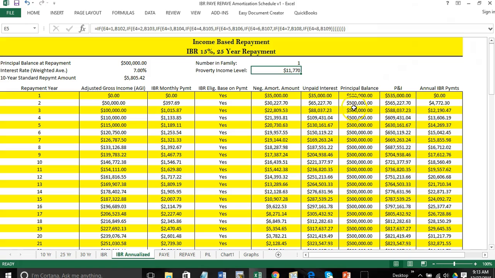Then you haven't touched the principal, so after 2 years you have an unpaid balance of about $565,000. And during the course of that second year of IBR, you would have paid annual payments totaling about $4,800, or $400 a month times 12 months. And you get a sense of what's happening here.